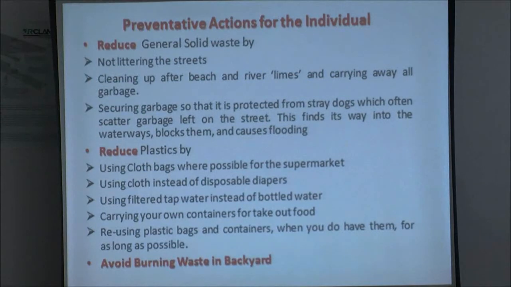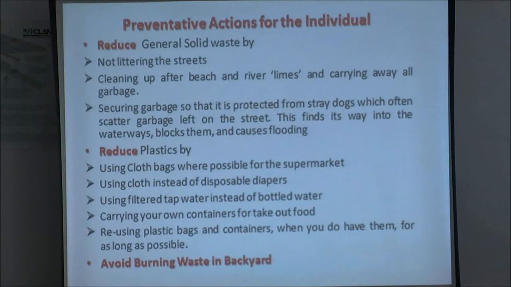A 1 liter plastic bottle, you're driving along the road, and a 1 liter plastic bottle comes pelting across two lanes. Okay? Cleaning up after beach and river liming, securing your garbage. How many of us have seen garbage torn apart by dogs and by vagrants? Now what happens is when that garbage is strewn all over and it rains, as it rains almost every day, that garbage is washed into the drains.